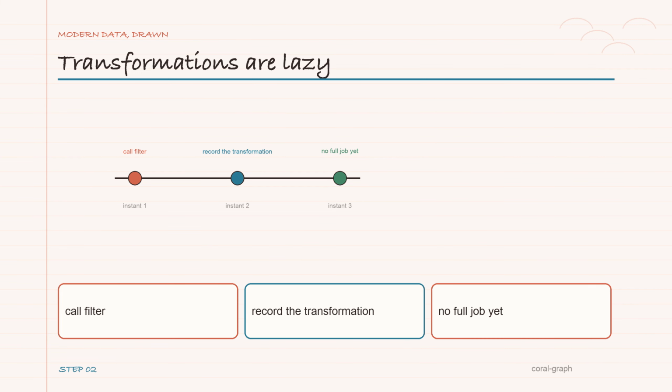Transformations such as map and filter usually do not run immediately. Spark records the requested operation and returns a new dataset description. Here is the simple picture to keep in mind. Call filter, then record the transformation, then no full job yet.